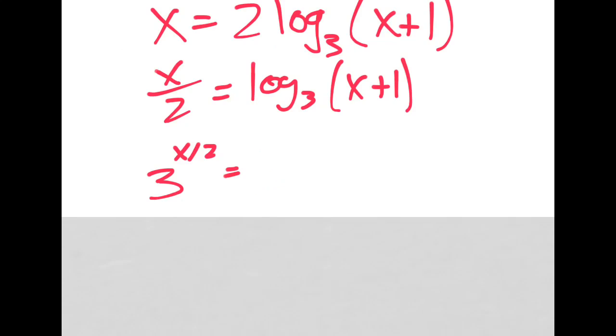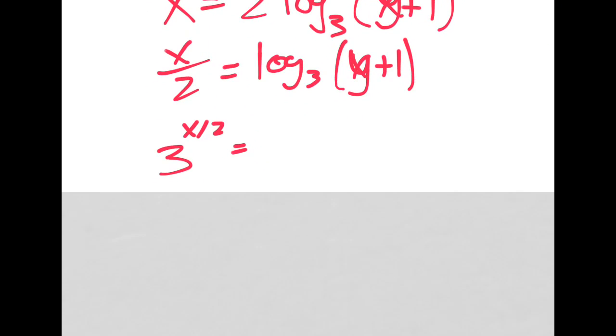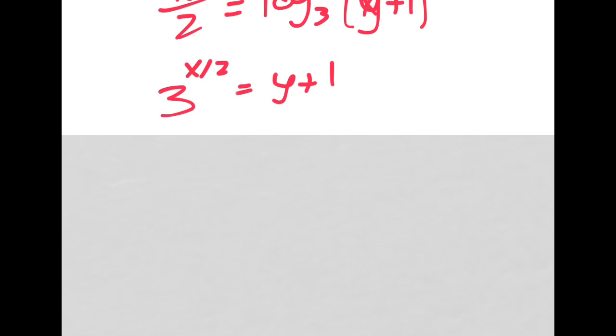I goofed up. I should have written y inside there when we switched x and y, because that should give me y plus 1 over here. And so the final thing we'll do is subtract 1 to get y equals 3 to the power of x over 2 minus 1.